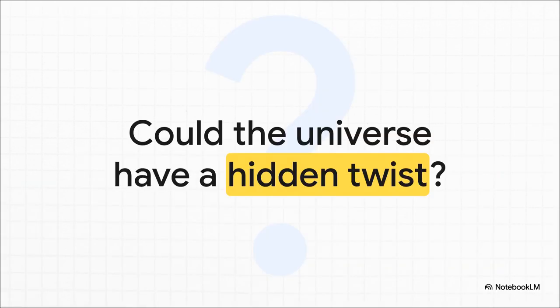So think about this for a second. We tend to imagine the universe as being, well, pretty straightforward, right? But what if it's not? What if on some deep, invisible level, space-time itself is actually twisted? Now, this isn't just some sci-fi concept. It's a real question that physicists are asking. And you know what? They've come up with a really clever way to try and find the answer.